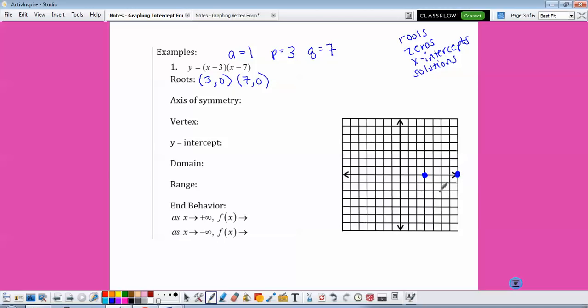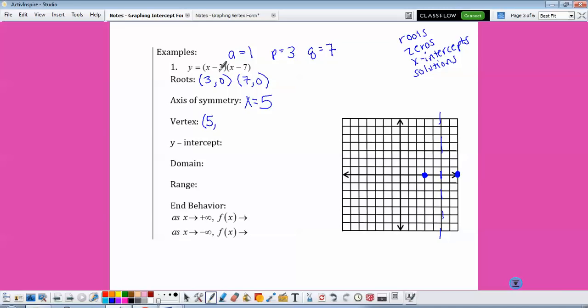And I'm going to figure out what halfway between that is, which would be right here. And I'm going to draw my dotted line there. And my axis of symmetry is going to be x equals, and then whatever number this is. So 1, 2, 3, 4, 5. Since I know that my axis of symmetry has to go through the vertex, I know that the vertex is also going to be at 5.